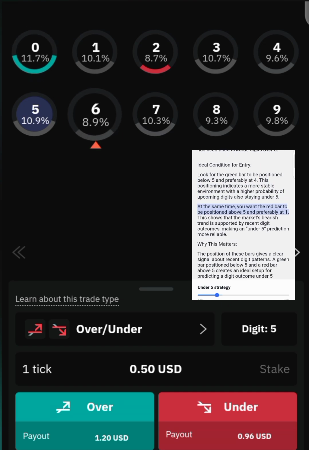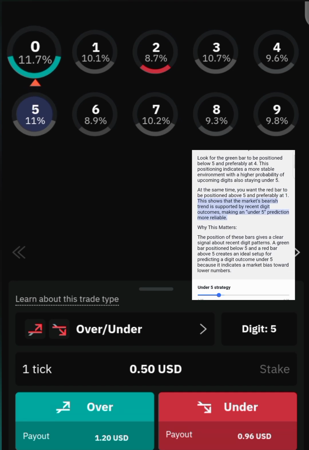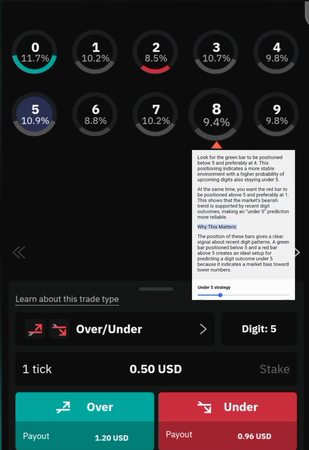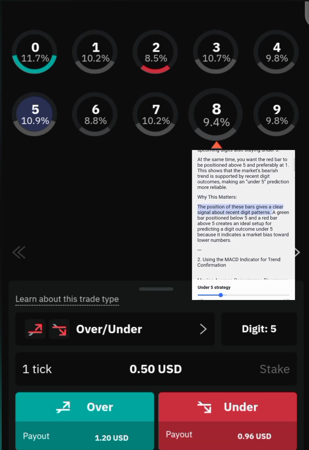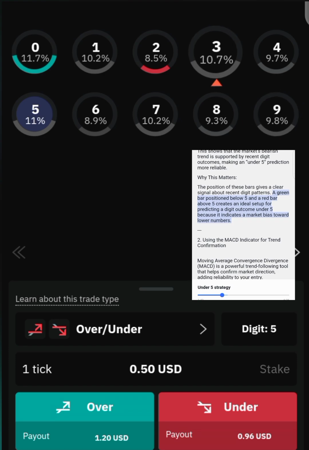At the same time, you want the red bar to be positioned above 5 and preferably at 1. This shows that the market's bearish trend is supported by recent digit outcomes, making an under 5 prediction more reliable. Why this matters. The position of these bars gives a clear signal about recent digit patterns. A green bar positioned below 5 and a red bar above 5 creates an ideal setup for predicting a digit outcome under 5 because it indicates a market bias toward lower numbers.